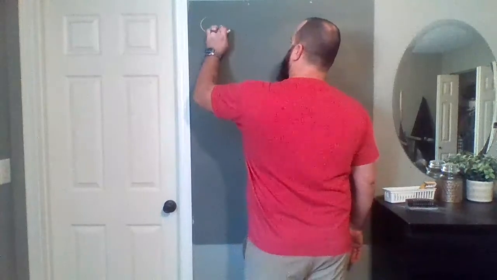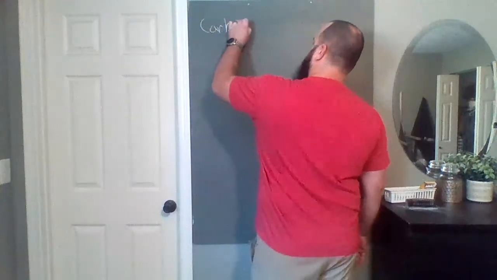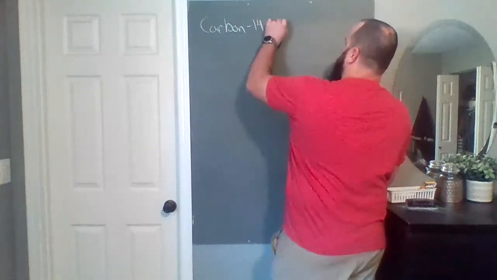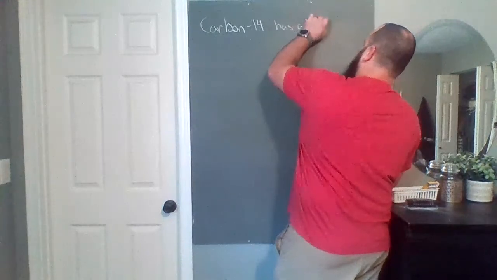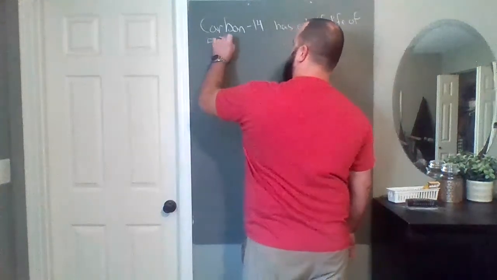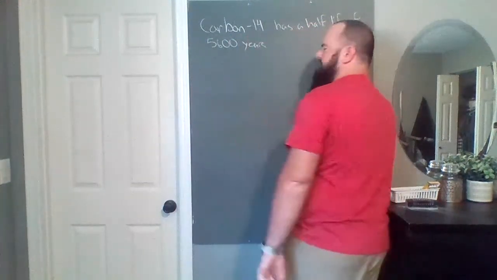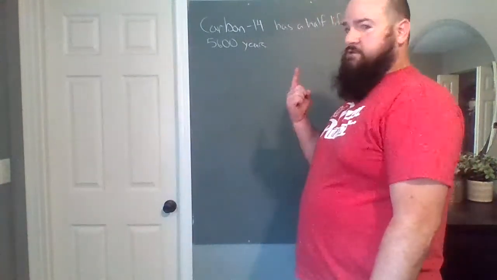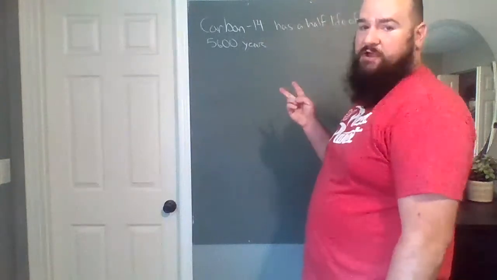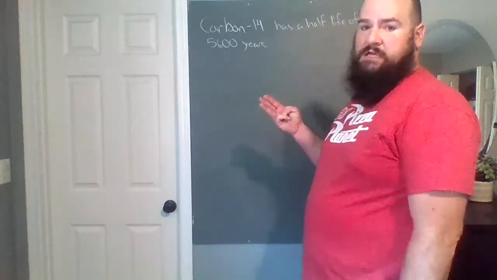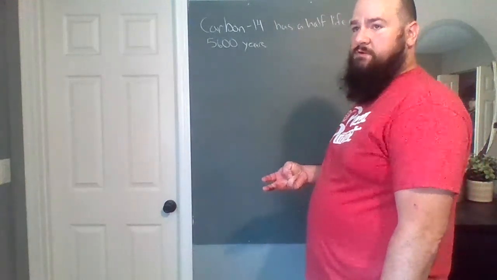So let's say that carbon 14, which is just a specific type of carbon, has a half-life of 5,600 years. I believe that's somewhat accurate. We're going to do a few different problems. I want to first create an exponential function to model this. Then I want to figure out how much is left after, say, 12,000 years. And then I want to figure out after how long will there be so much.